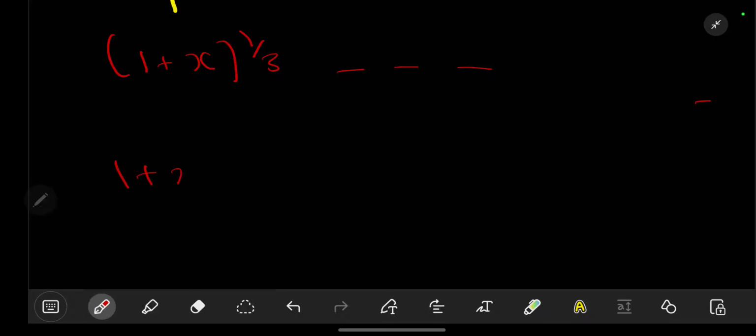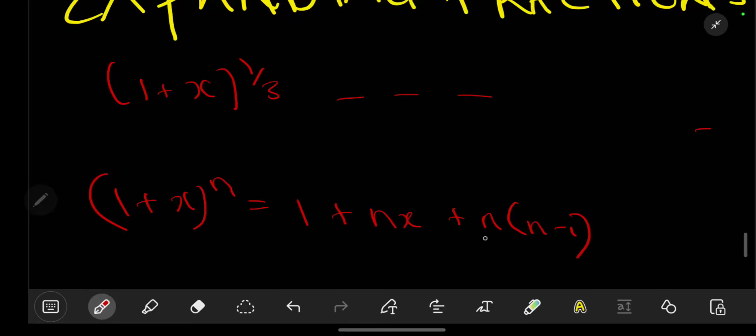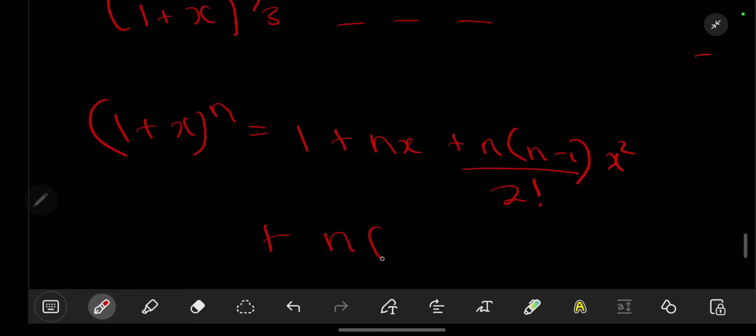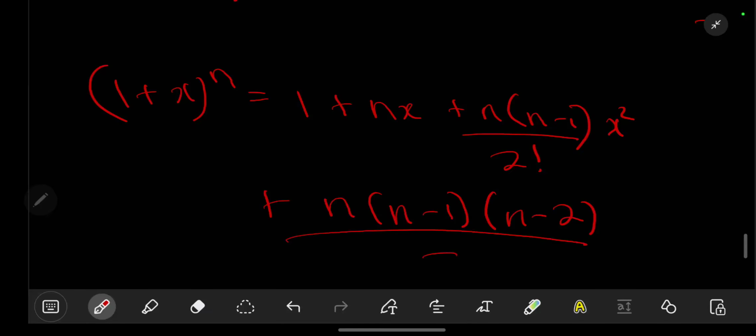So if you have (1 + x) to the power of n, we are going to have the form: 1 plus nx plus n open brackets, I'm going to explain where these things are coming from, n minus 1, over 2 factorial times x squared, plus n open brackets n minus 1, n minus 2, over 3 factorial x to the power 3, plus dots.